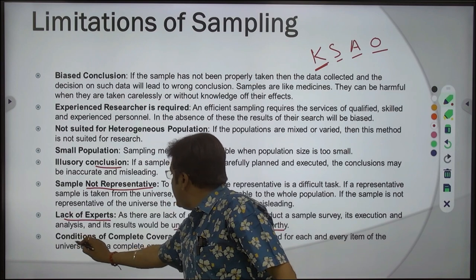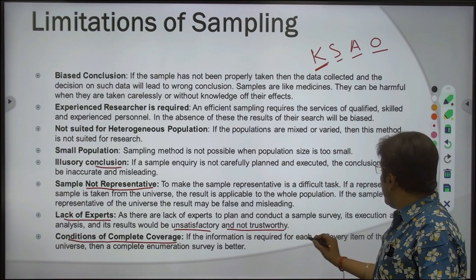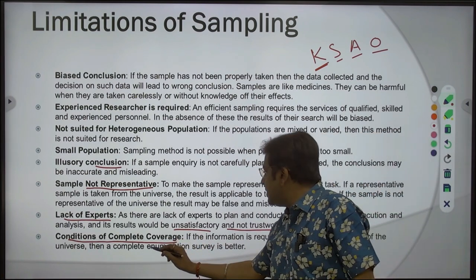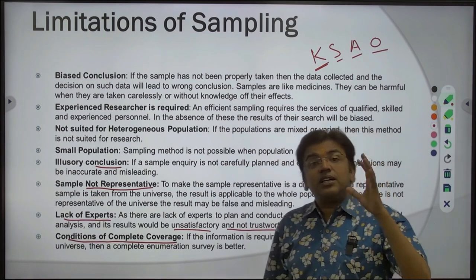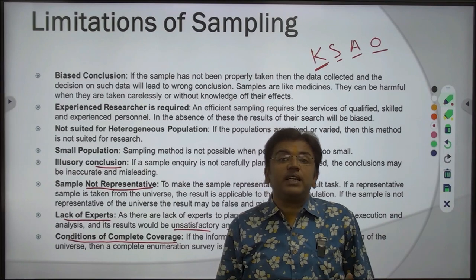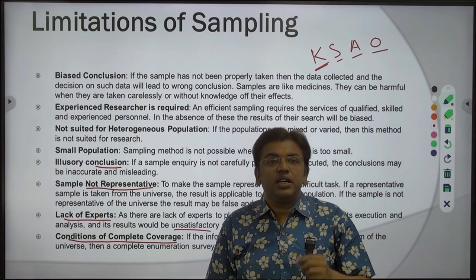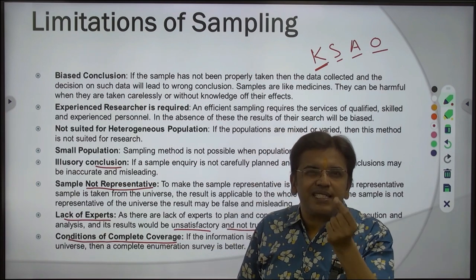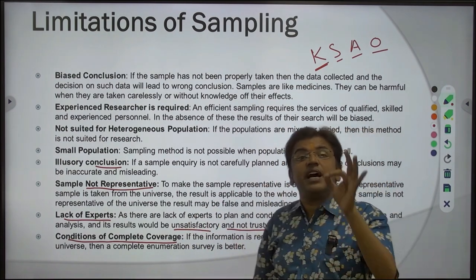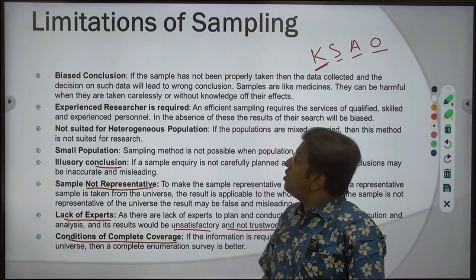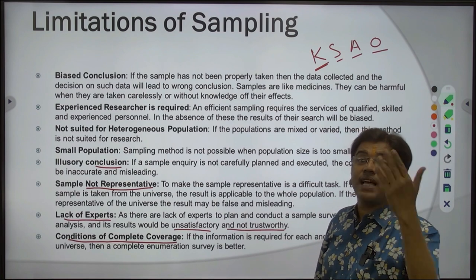Then, conditions of complete coverage. If the information is required for each and every item of the universe, then a complete enumeration survey is better. Means the conditions required for the whole coverage, for the whole sample, are very important. If a researcher misses a single component of a research, automatically the whole study will be affected. Right? So these are certain limitations which we find when we take the sample for our study.